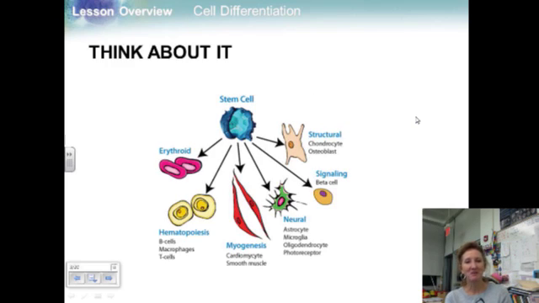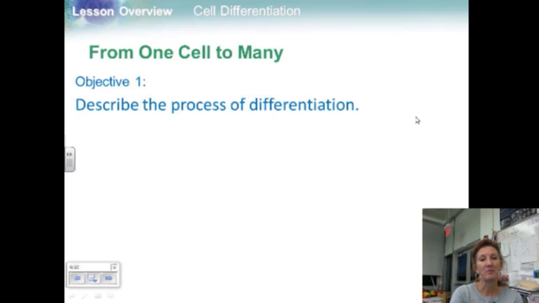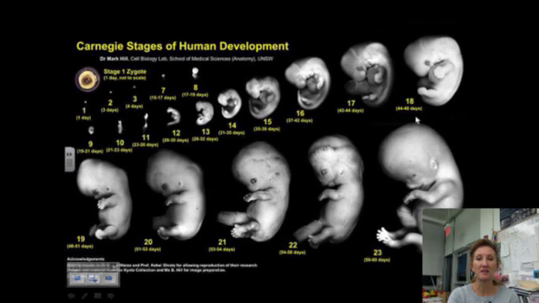So think about it. The human body contains hundreds of different cell types, and every one of them develops from the single cell that starts the process. So how do the cells get to be so different from each other? It's called the process of differentiation. All organisms start life as just one cell, called a zygote.